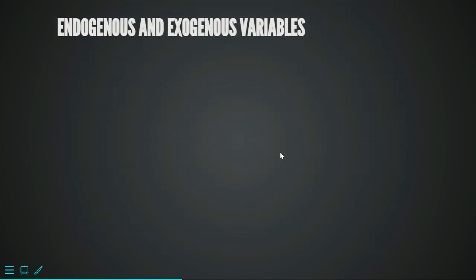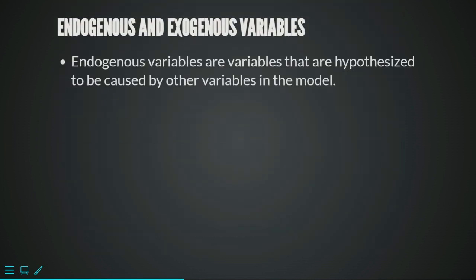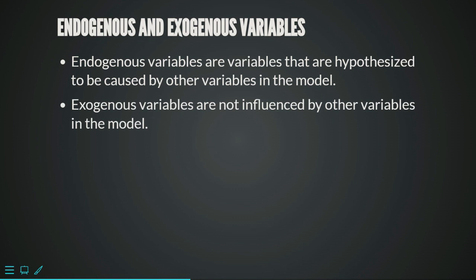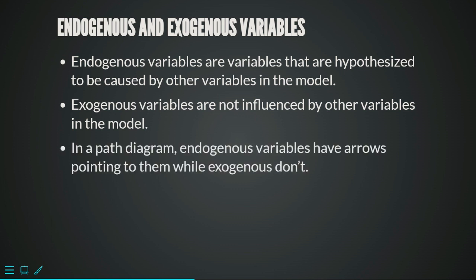So now we have endogenous and also exogenous variables. Endogenous variables are variables that are hypothesized to be caused by other variables in the model. So any variable that is being caused by another variable is known as an endogenous variable in the model, while exogenous variables are variables that are not influenced by other variables in the model. A typical example: if you go to our path diagram, you can see that endogenous variables usually have arrows pointing to them, while exogenous variables don't.